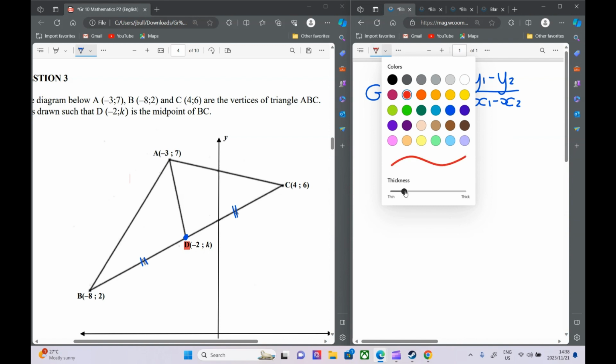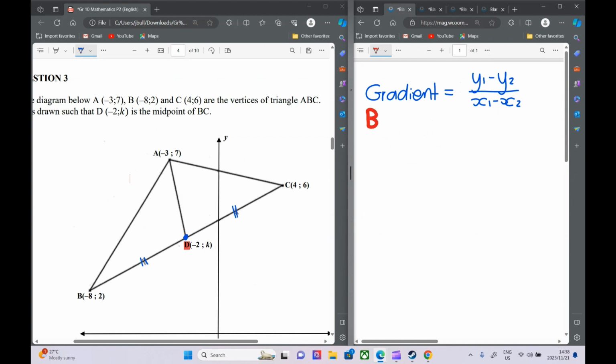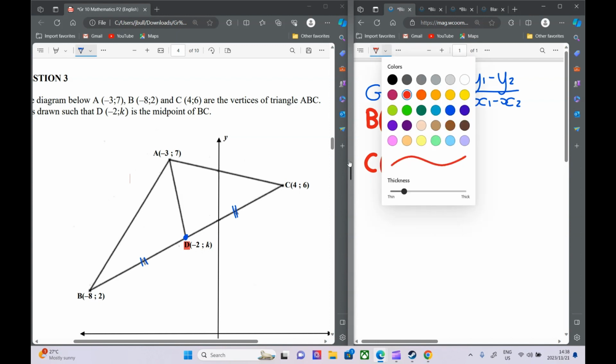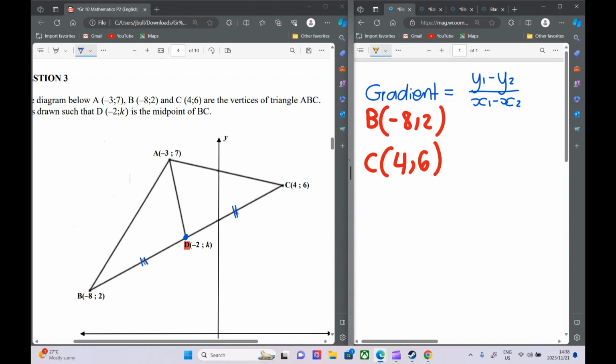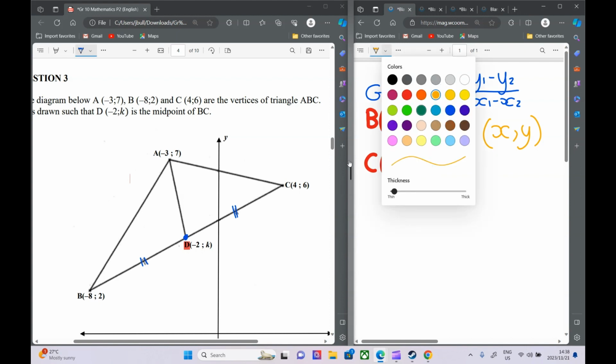So let's work out the gradient of BC. First of all, let's just get our points. B, they tell us, is the point -8, 2. C is the point 4, 6. Okay, just to make sure we're all on the same page, remember, if you have points like this, it's always in the form X and then Y. So you've got your X point first and then your Y point. That's really important that you don't mix those two up. Okay, so if we want the gradient of this BC, let's go back to this one.